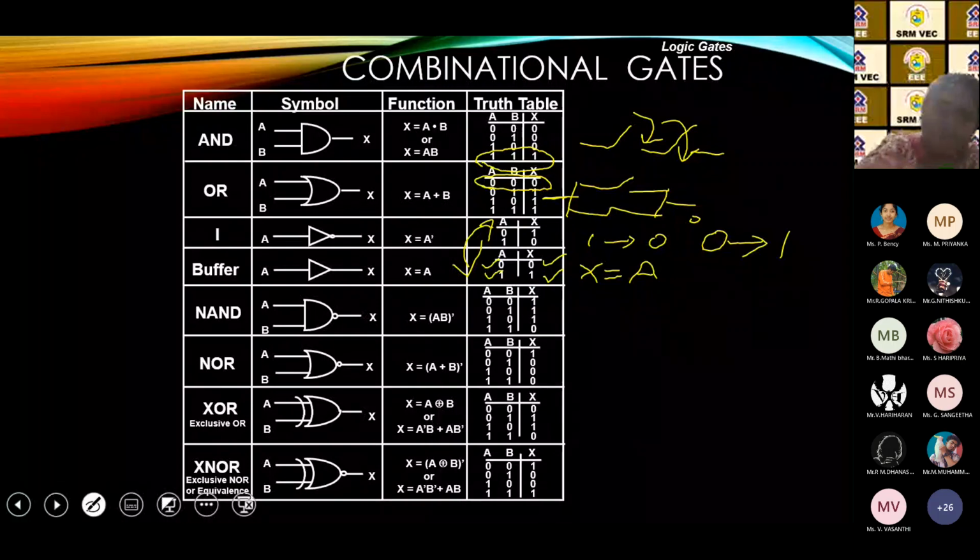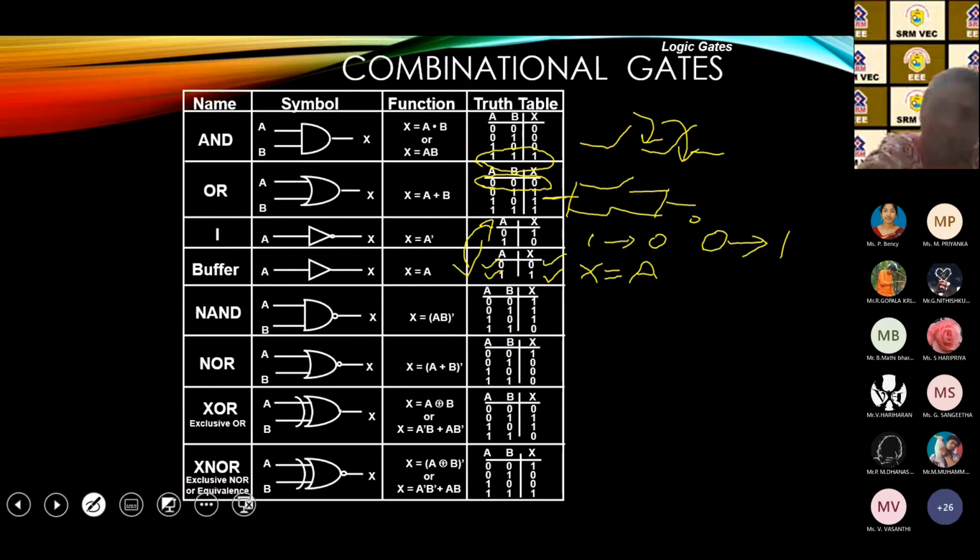AB and the complement. In this case, the truth table is just the reverse of the first one. In the first one, you can see that only when both inputs are closed is the output equal to the input. But in the case of the NAND gate, it is reversed: only when both are closed will you get that zero.